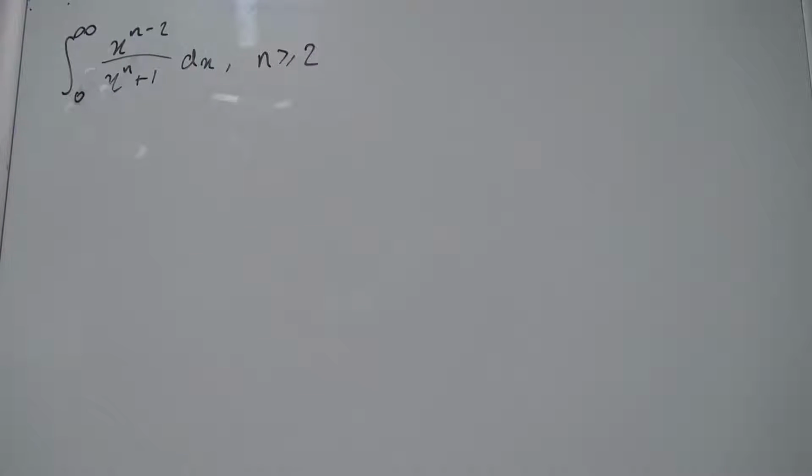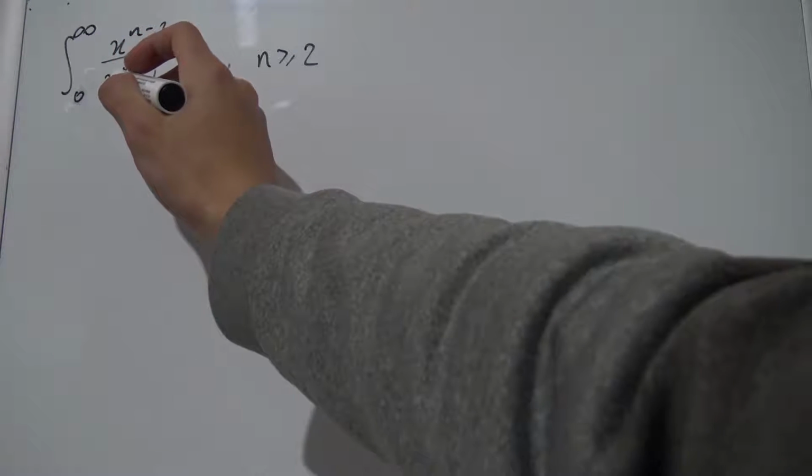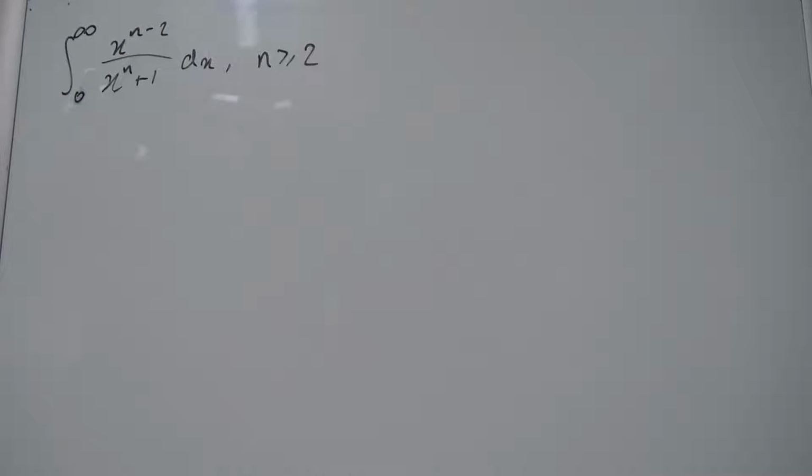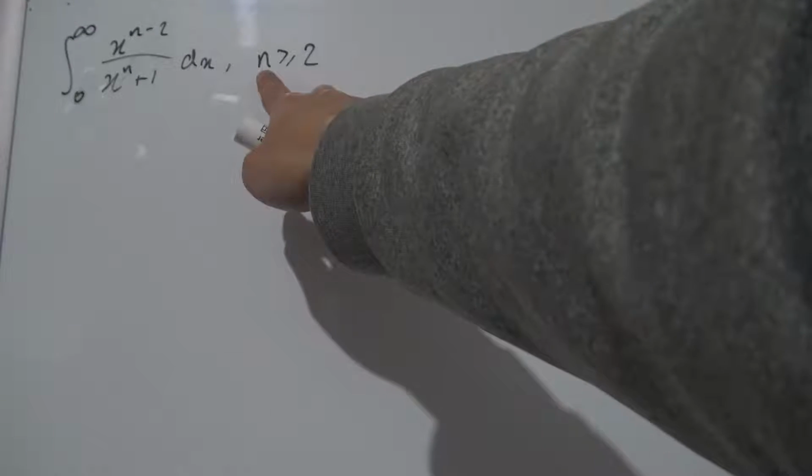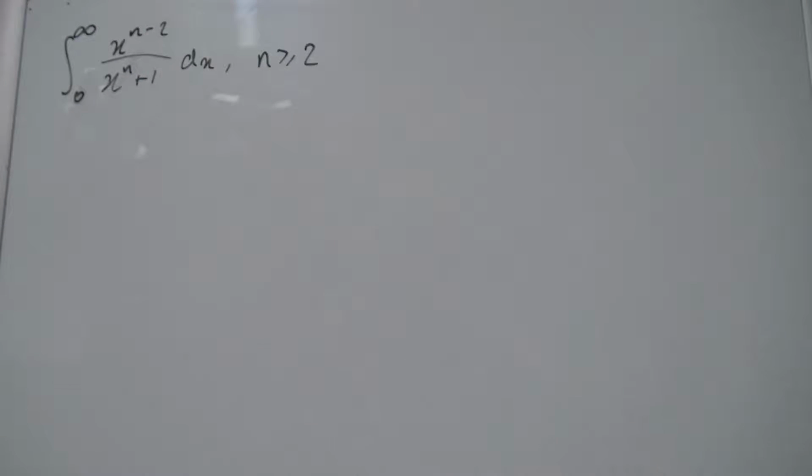Alright, hello everybody, and today we're going to be using complex analysis to solve this integral right here, the integral from 0 to infinity of x to the n minus 2 over x to the n plus 1, where our n right here is some real number greater than 2. So I want to use complex analysis to do this.